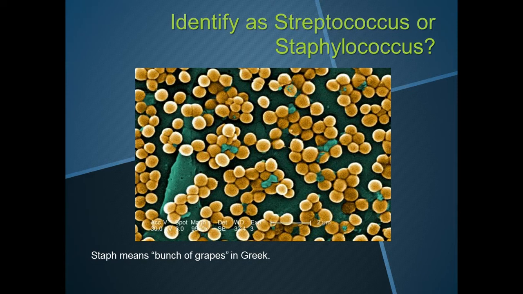Identify this as Streptococcus or Staphylococcus. Incidentally, in Greek, the term staph means bunch of grapes. So that hopefully can help you remember whether it's found in chains or clusters.